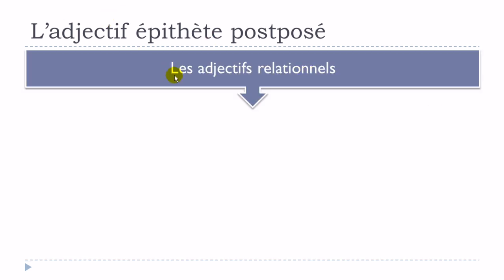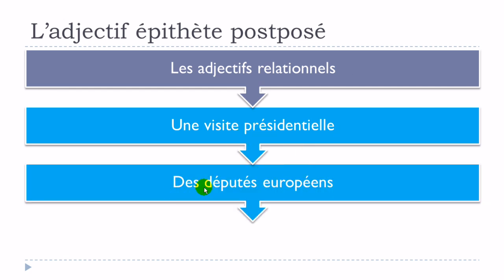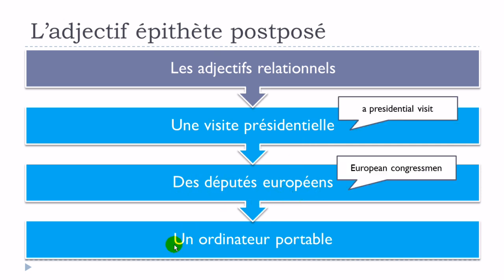And then we were talking about les adjectifs relationnels. I've been making a video regarding les adjectifs relationnels, so it shouldn't be that difficult. Une visite présidentielle, des députés européens, and then un ordinateur portable. In all these cases, if we're talking about adjectif relationnel, then they should come right after your noun. Une visite présidentielle, des députés européens, un ordinateur portable.